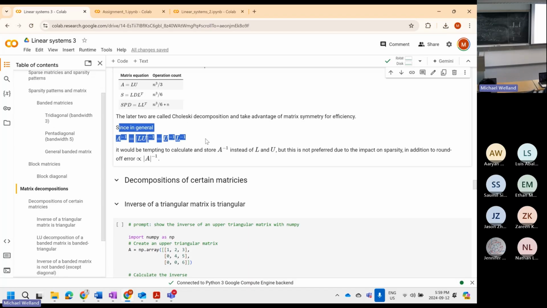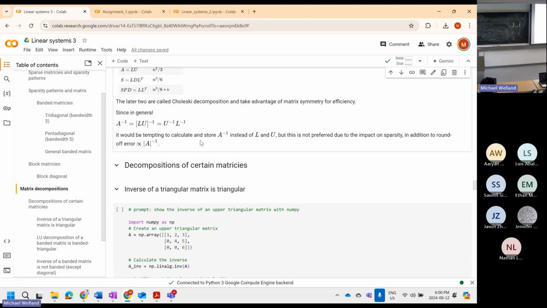In general, this is a nice little matrix inverse equation. The inverse of a product of matrices is equal to the product of the inverses of those matrices, which is to say LU inverse is equal to U inverse L inverse. Order is swapped. Okay?